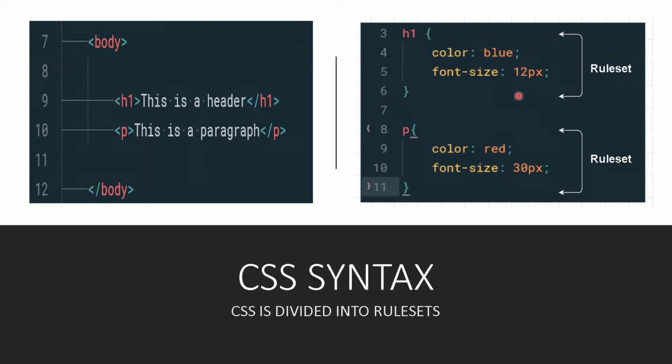In a rule set, pwede tayo magkaroon ng multiple properties and values. Tapos, every pair ng property and value ay may semicolon sa end niya.